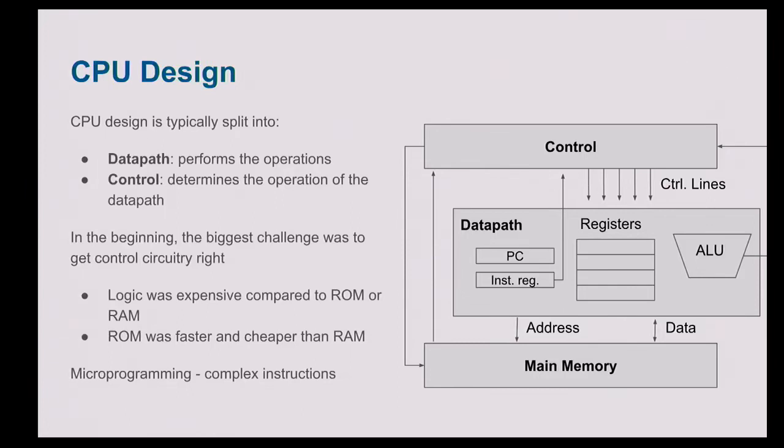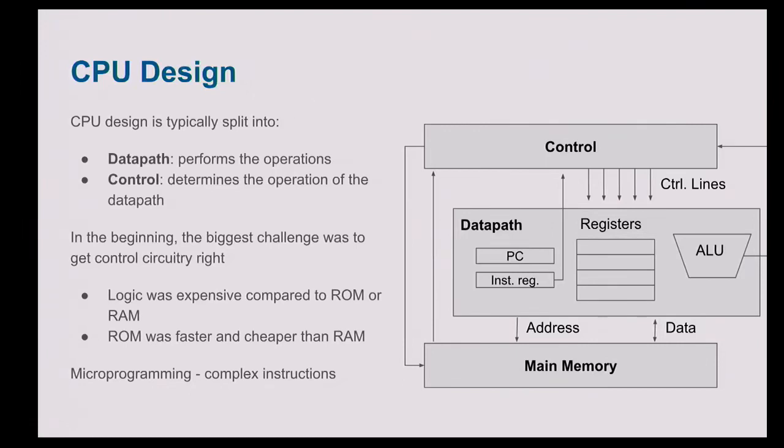In the beginning, the biggest challenge for the designers of the control circuitry was to get it right, because at the time logic was very, very expensive in comparison to ROM. It was in the age of vacuum tubes and mercury delay lines were RAM. So logic was expensive, RAM was expensive and slow, and ROM was cheap and fast.